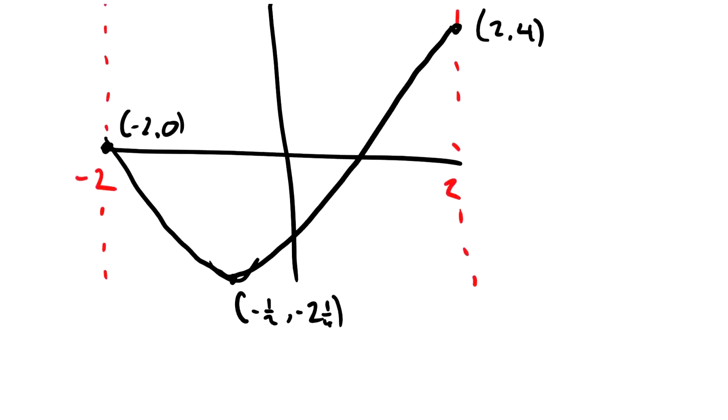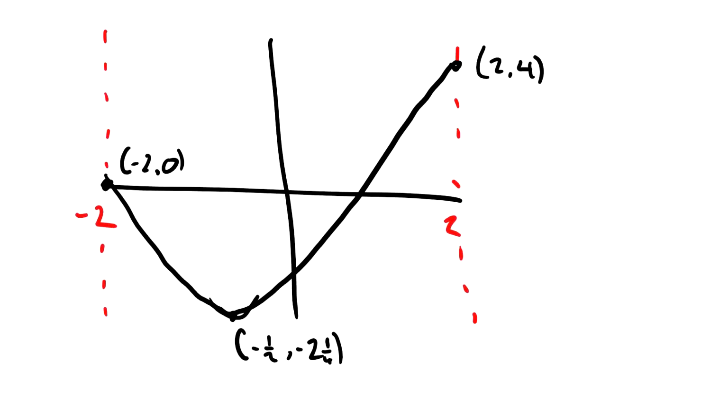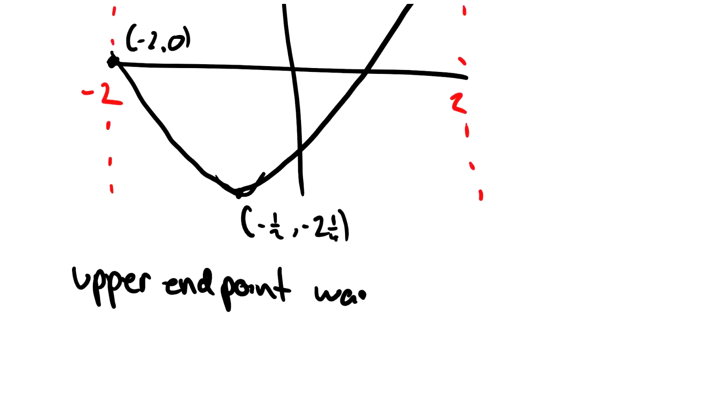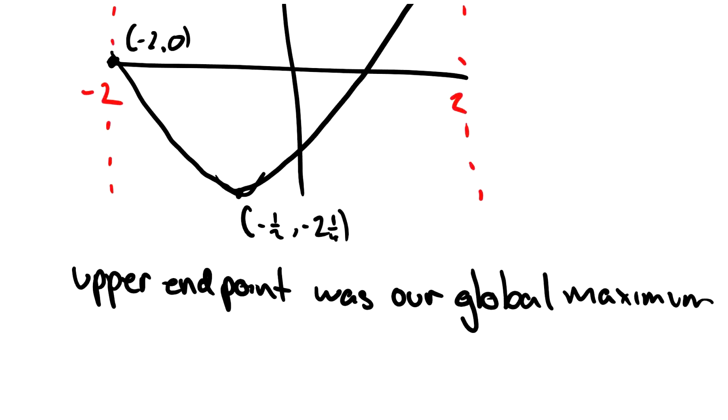Now the question did say what's the maximum value. So looking at the sketch there, we can identify that 4, our 2, 4 point was our maximum. So we can say that our upper boundary or upper endpoint was our global maximum. And let's add the coordinates so we know.